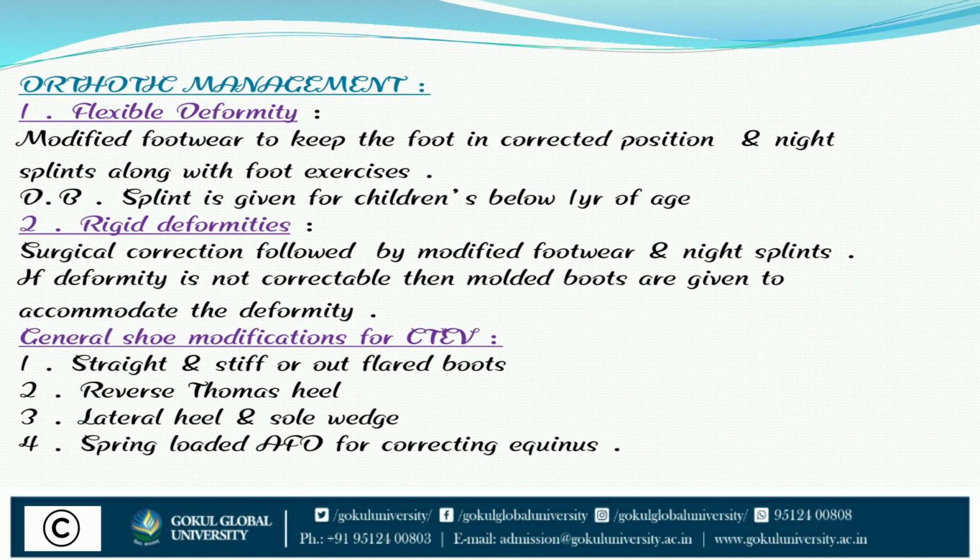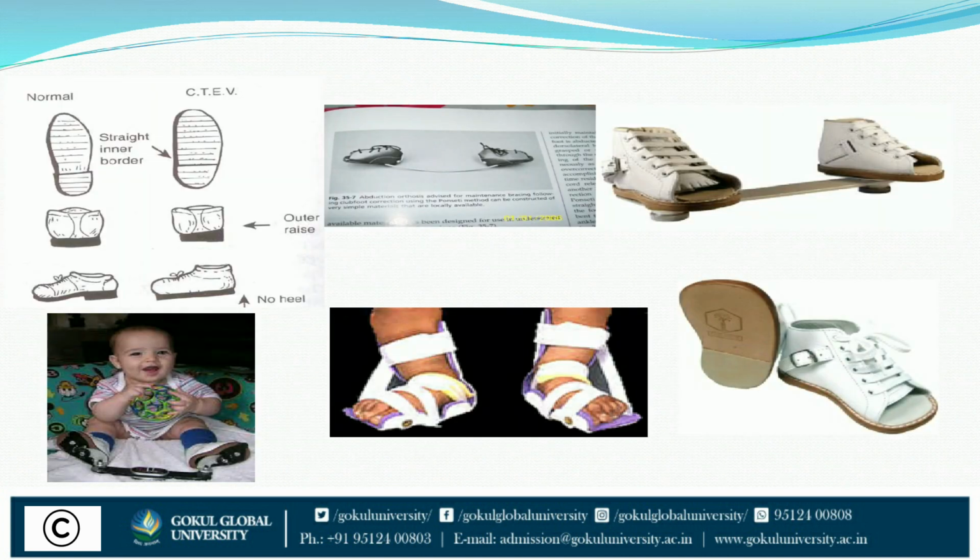General shoe modifications for CTEV: straight and stiff or outflare boots, reverse Thomas heels, lateral heels and sole wedges, spring loaded AFO for correcting equinus. So here is the picture. In the first there is a normal one; in CTEV a straight inner border is given, the outer border is raised, no heels. Here is the Dennis Brown splint, used up to one year of age in children. So Dennis Brown splint is given for correcting the deformity.